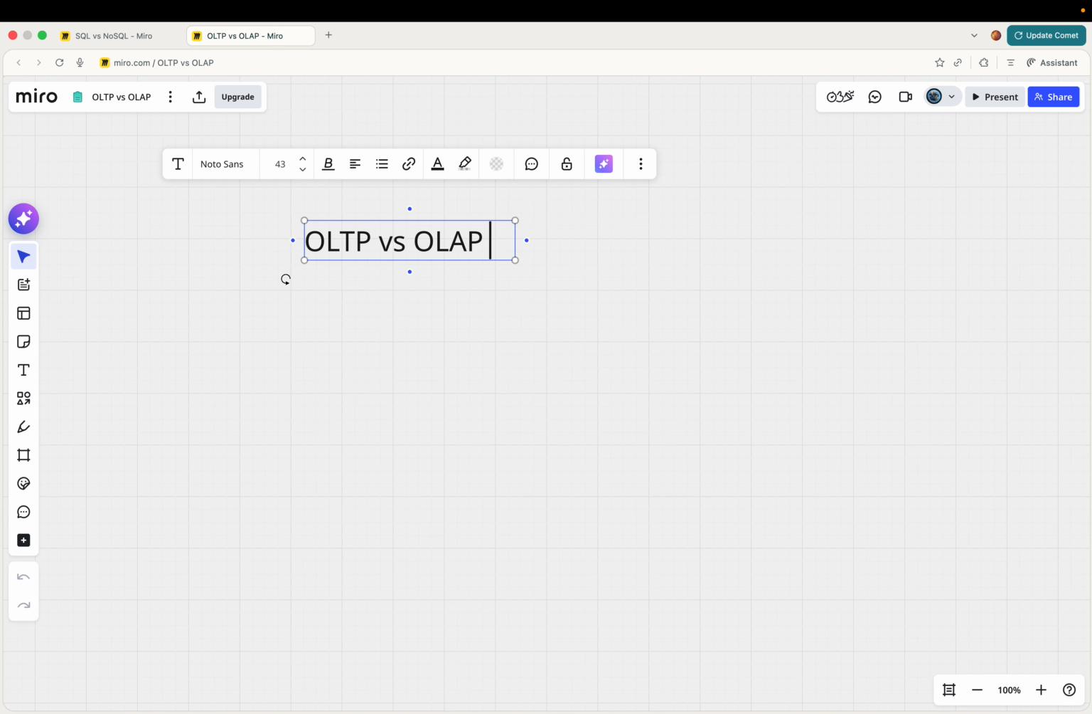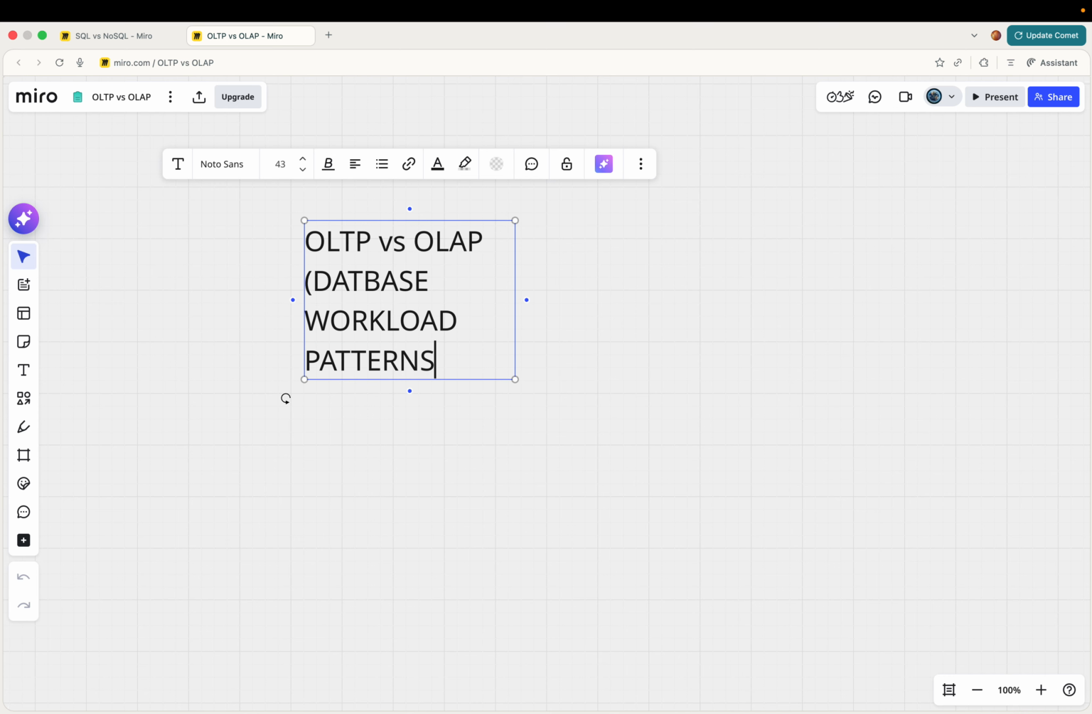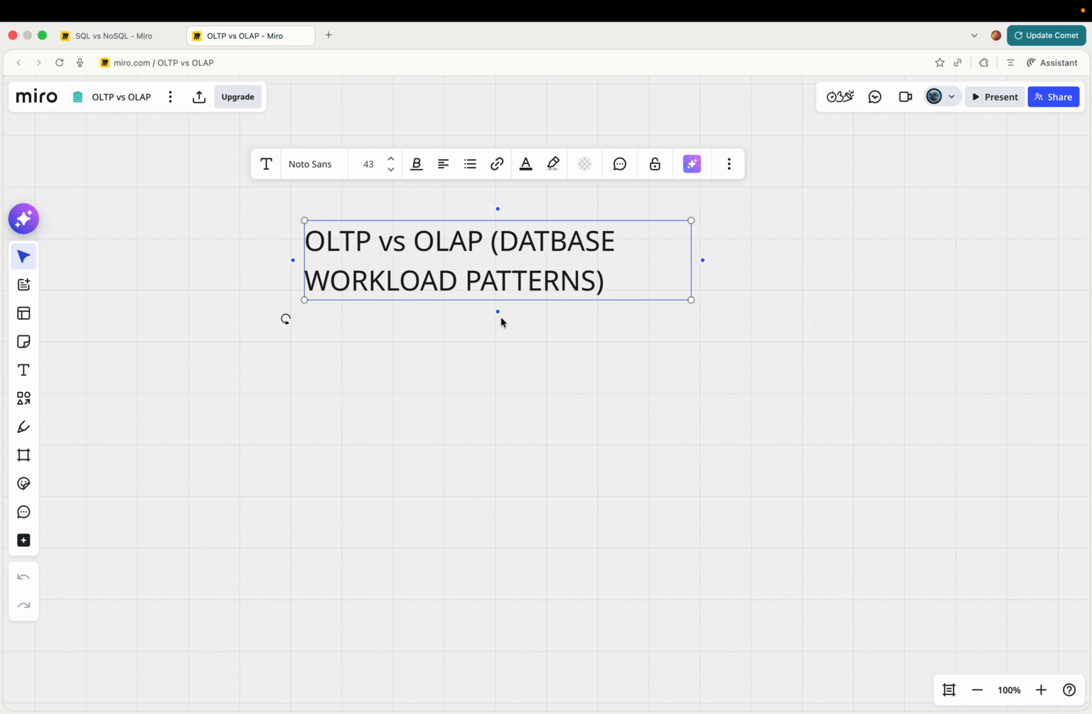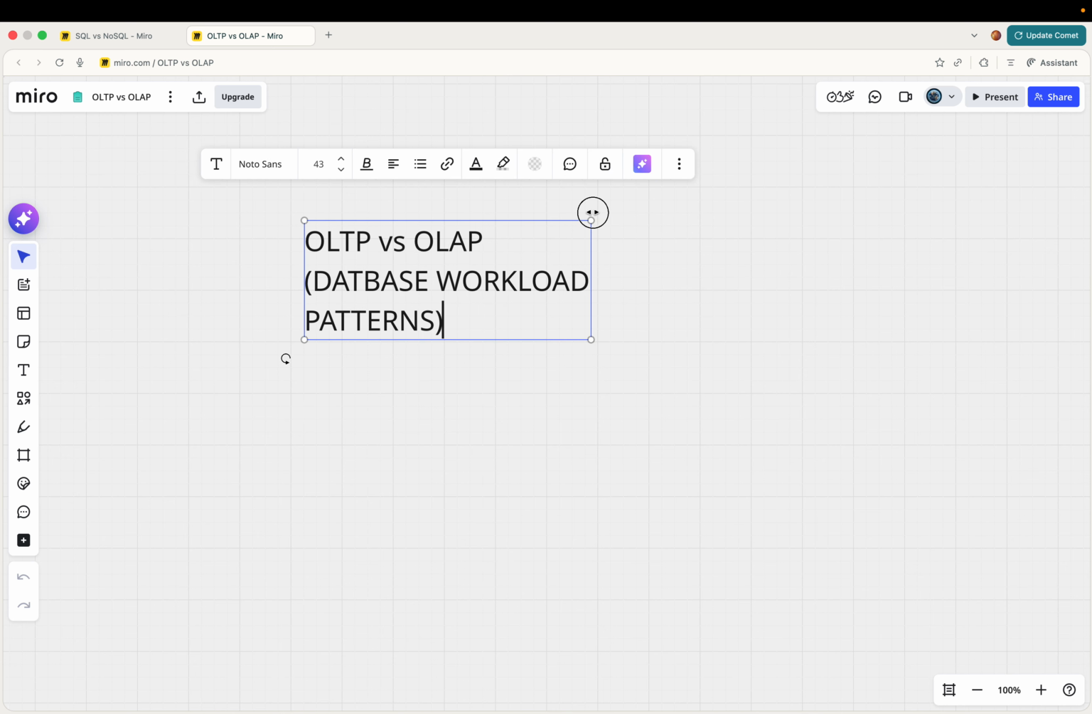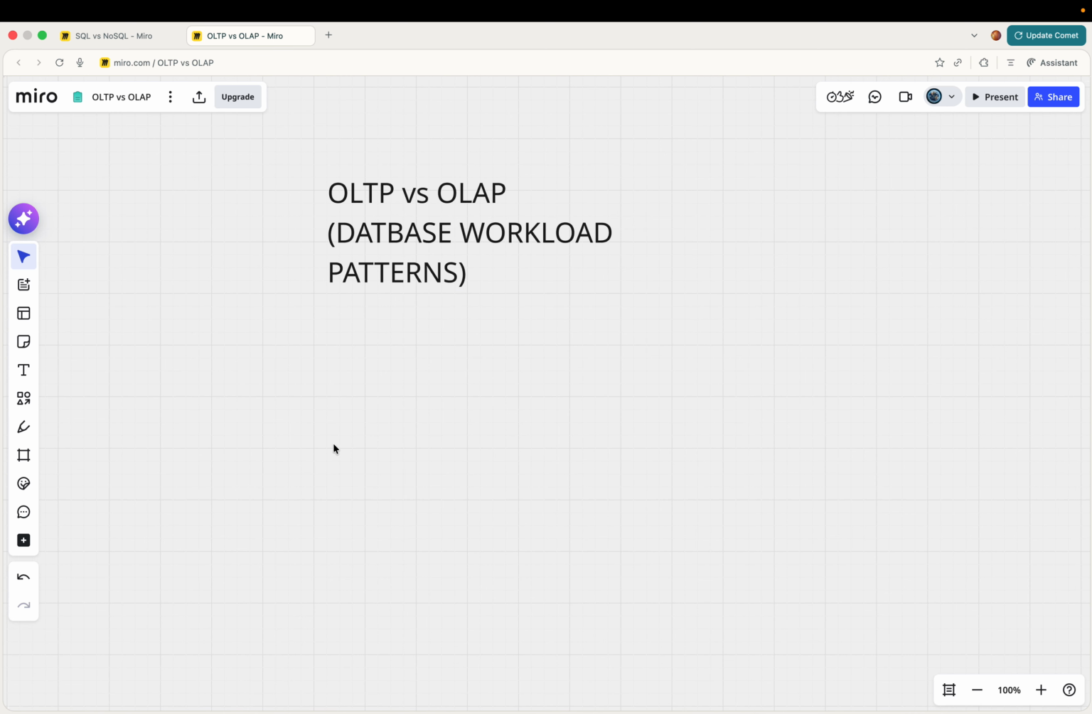What are these? These are database workload patterns. If you don't understand them now, it's not a problem. We will be understanding it.